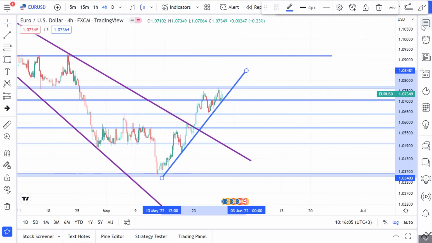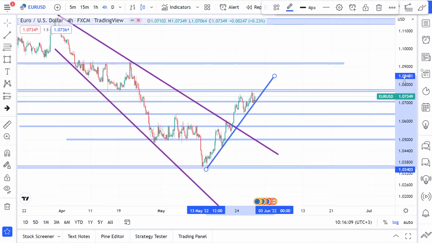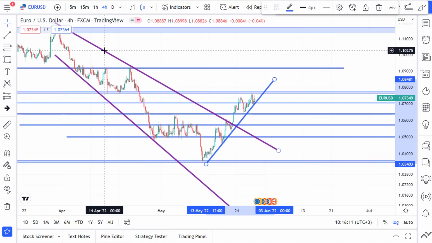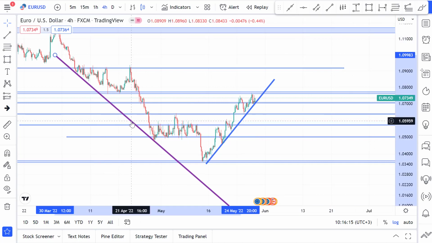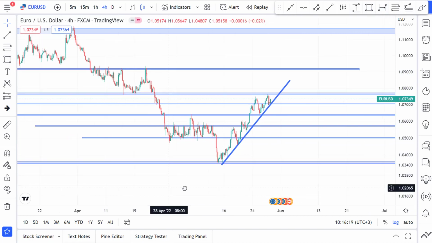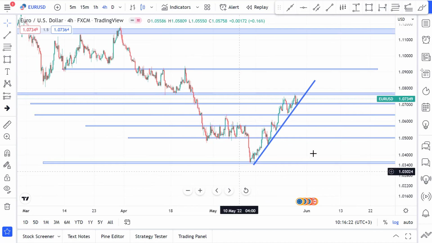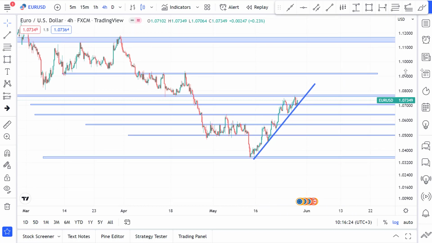This is about euro dollar, and the only thing you can add, let me just delete these two lines because I want to update my chart. And now we are in an uptrend, and that's it. Let's go to pound.